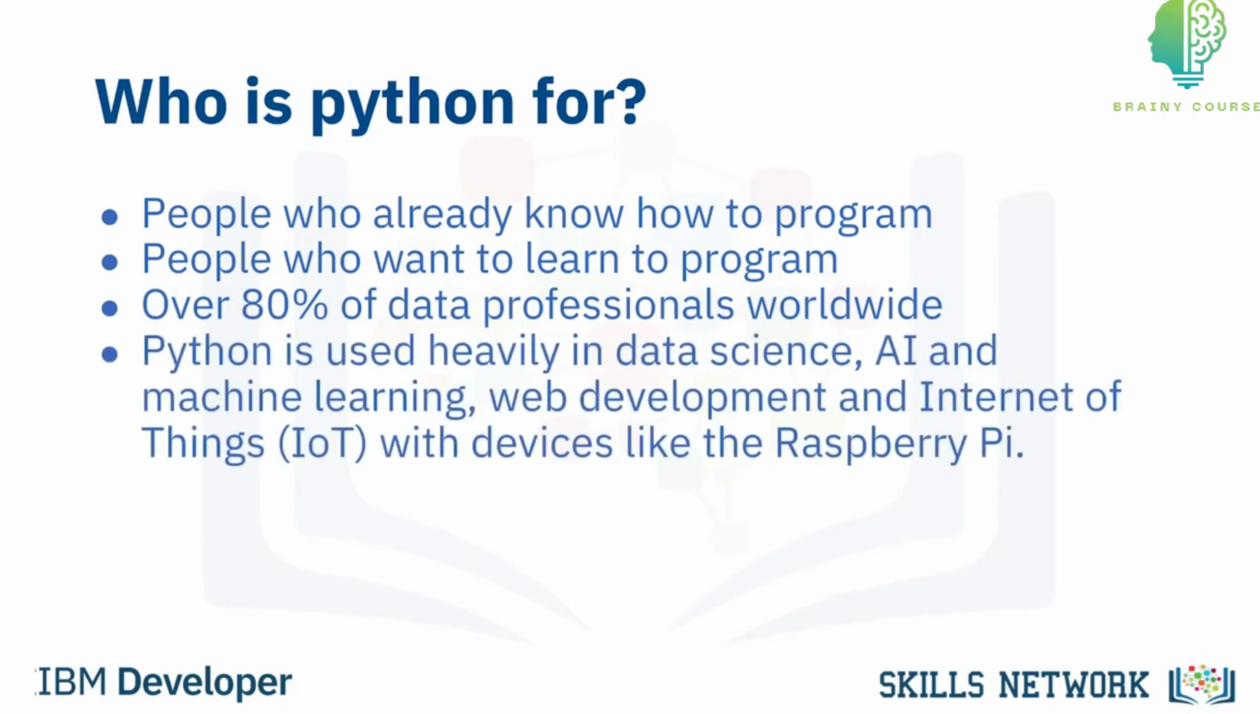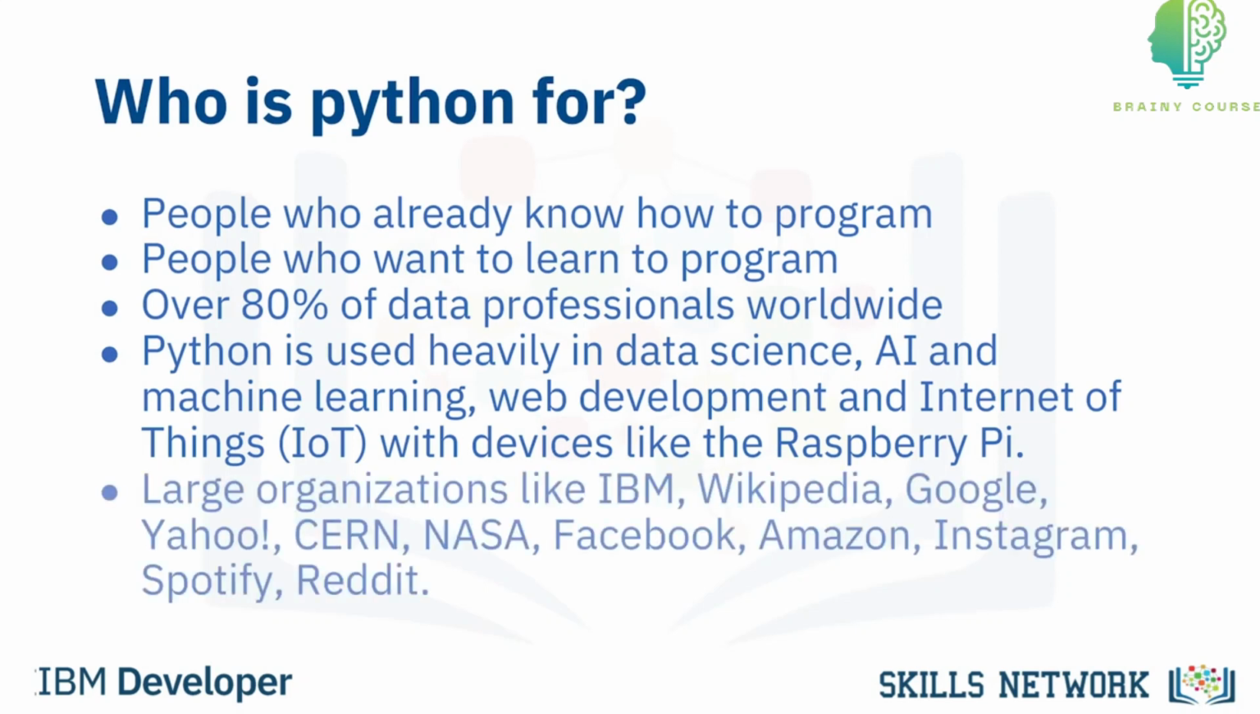Python is useful for many situations, including data science, AI and machine learning, web development, and IoT devices like the Raspberry Pi. Large organizations that use Python heavily include IBM, Wikipedia, Google, Yahoo, CERN, NASA, Facebook, Amazon, Instagram, Spotify, and Reddit. Python is a powerful general-purpose programming language that can do a lot of things. It is widely supported by a global community and shepherded by the Python Software Foundation.